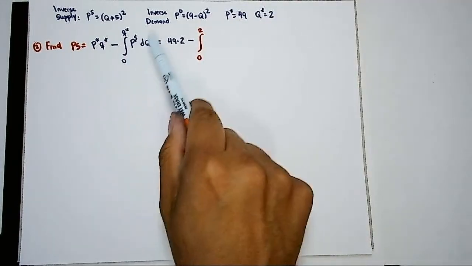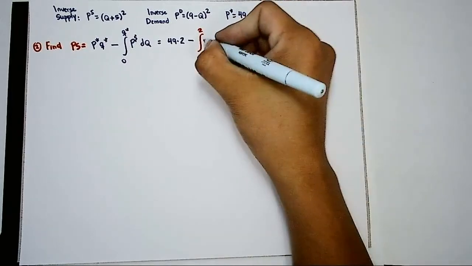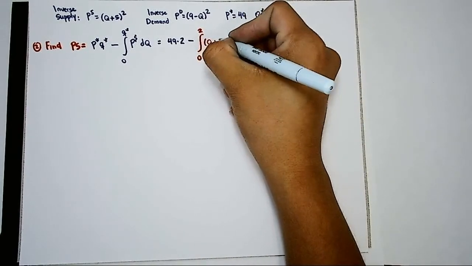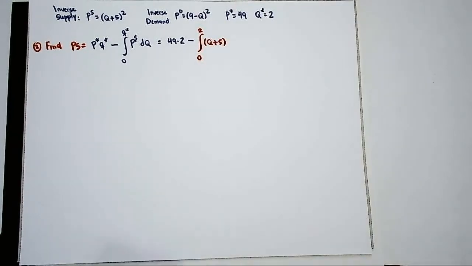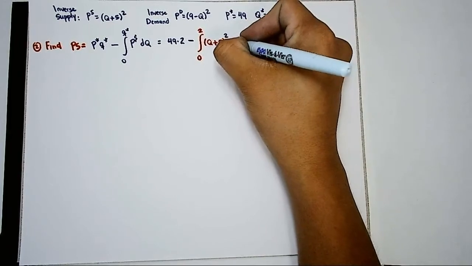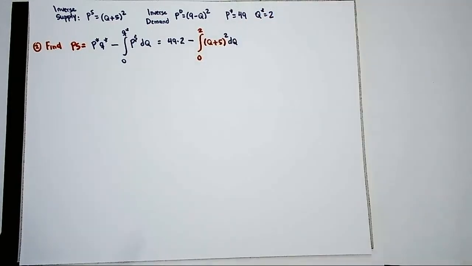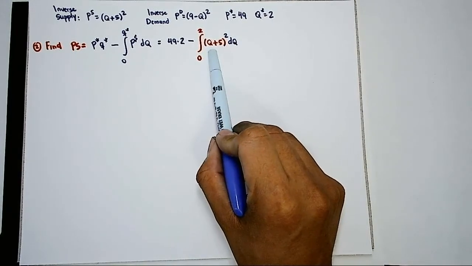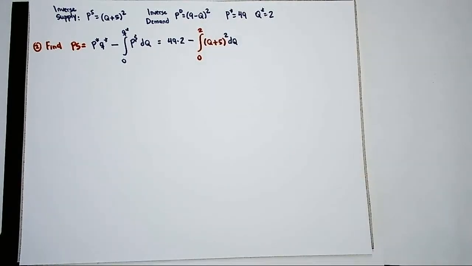Here the inverse supply is (Q + 5)², dQ. Here there are a couple of ways that we can obtain the integral of (Q + 5)², but the easiest one is to use U substitution.